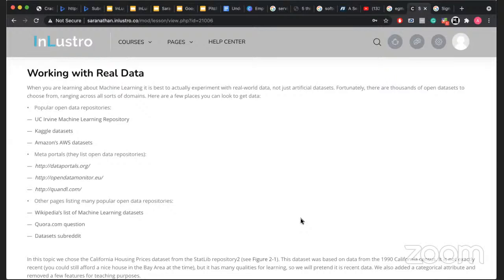There are popular open source data repositories like the UC Irvine Machine Learning Repository and Kaggle datasets. Kaggle is essentially a platform that encourages people to pursue data science problems by giving them questions and datasets. You can think of it as the equivalent of HackerRank, but for machine learning. Then there are Amazon AWS's datasets. There are some meta portals that list open data repositories. And there are some other places where you can download data as well, like Quora, Wikipedia, and so on.